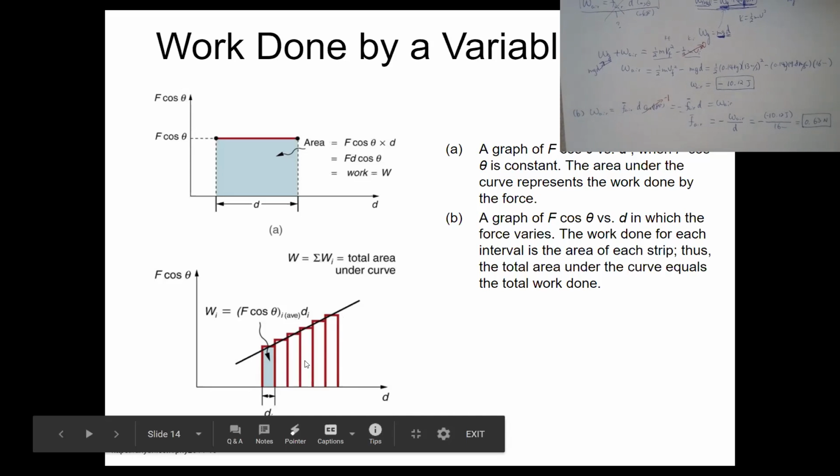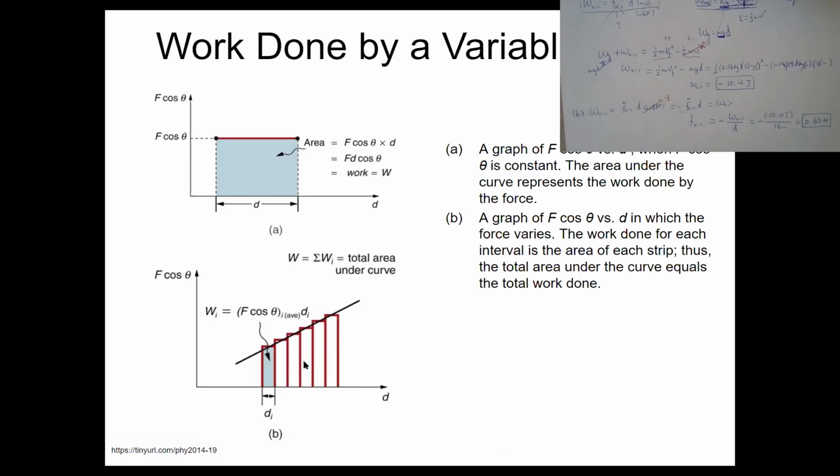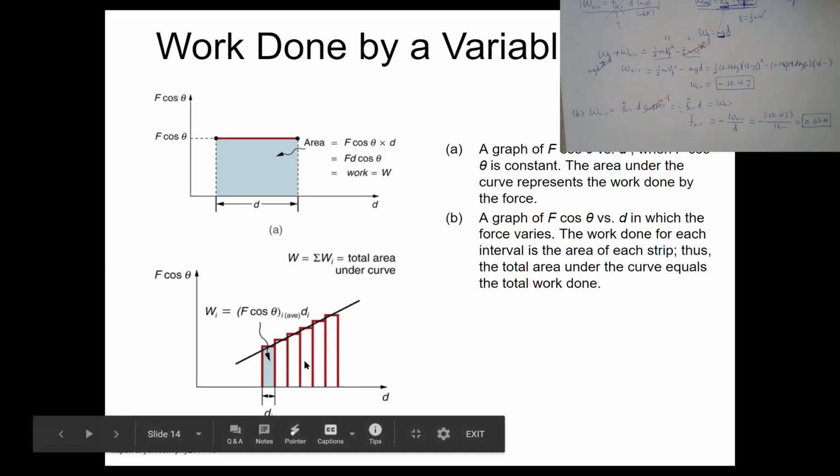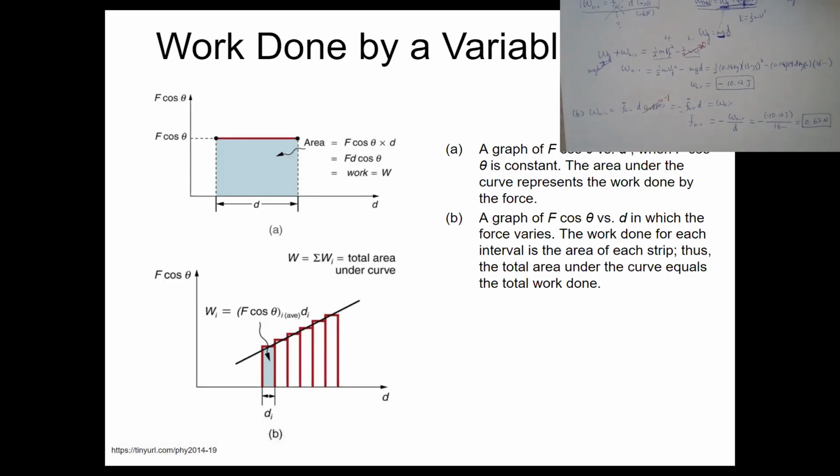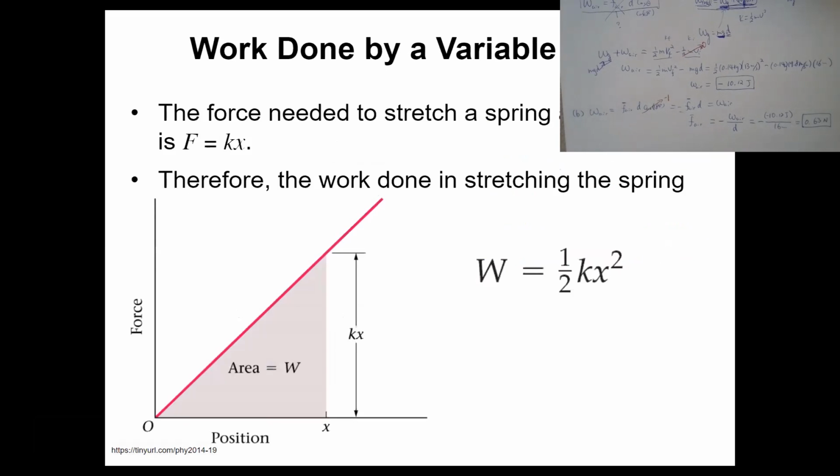So either way, if you have a constant force or a varying force, if you plot force times cosine theta versus the displacement, the work done is going to be equal to the area underneath the curve. A special case for a varying force is the spring force. You can stretch a spring by an amount x, so then force F equals kx. In that case, force and x are in the same direction, so F cosine theta will be just F, because theta will be 0.